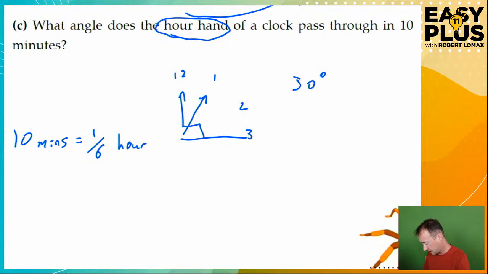10 minutes is a sixth of an hour. We know that an hour is 30 degrees, and so we need a sixth of 30 degrees. 30 divided by 6 equals 5 degrees.